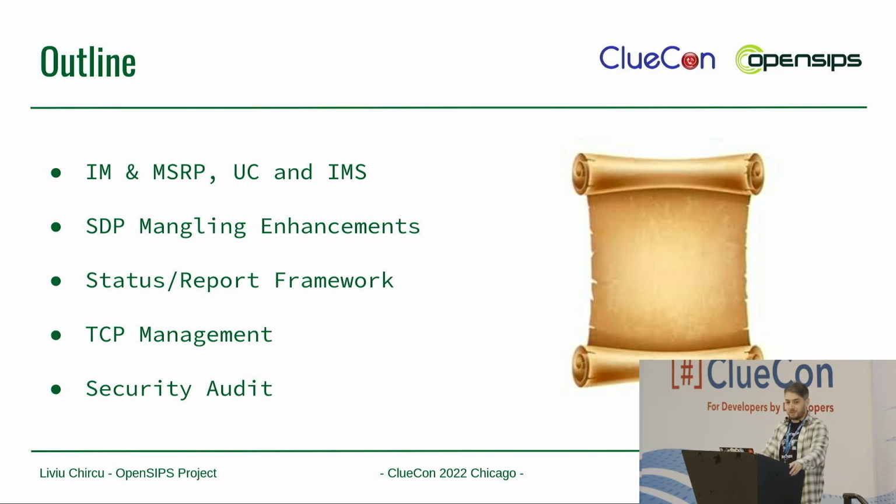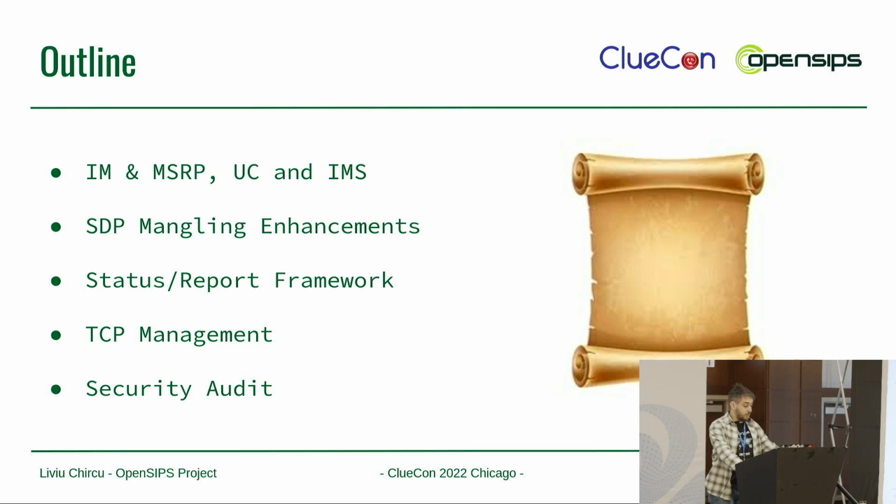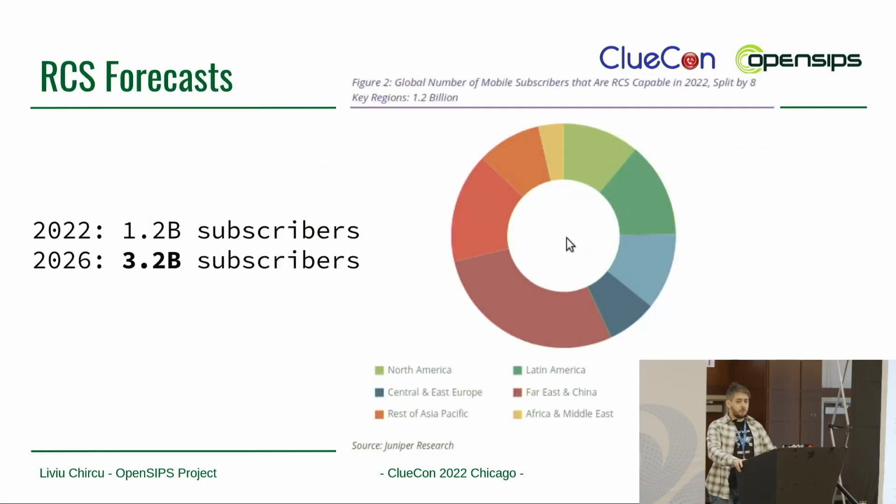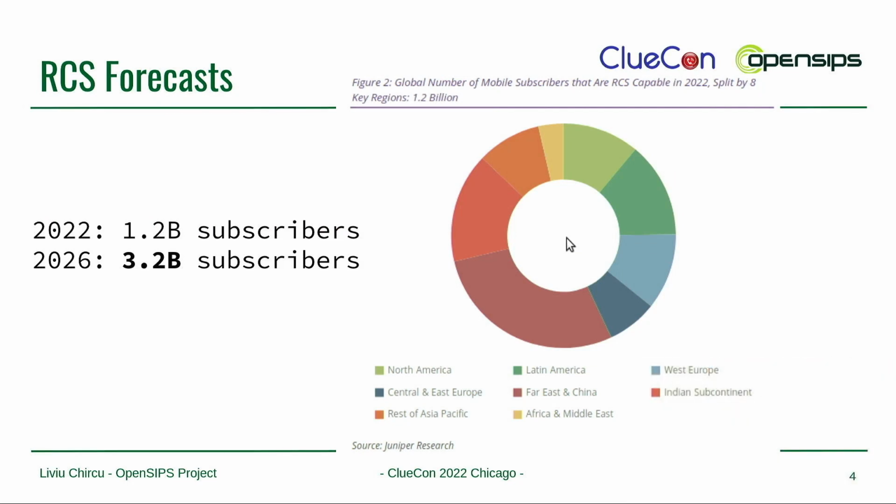We'll see what we did in each of these areas, as well as other features that I hope to have enough time to talk about. I've got a lot of slides. So, a high-level overview on how the RCS deployment is being seen right now. This is a study from Juniper Networks in the first half of this year, and they foresee the RCS subscriber market growing wildly in the upcoming years. Up until 2026, it will reach 3.2 billion.